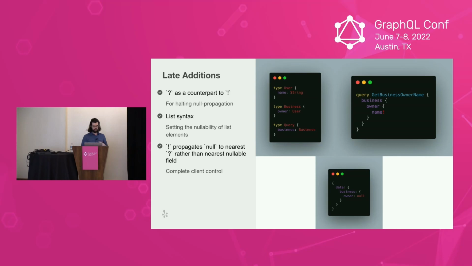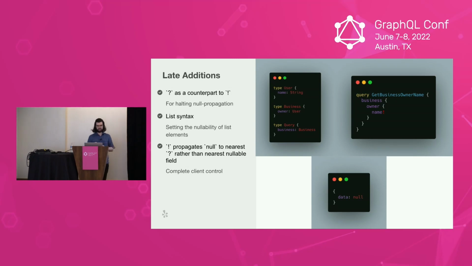So take this query where the author has made name a required field and all fields are nullable in the schema. Prior to this change, if name resolved to null, then it would propagate to the nearest nullable field, which is owner. So owner is null in the response. And here's where business has been made optional. The response is still the same. But after this change, null propagation doesn't halt until it finds an optional field. And if there isn't one, the entire data field is lost.